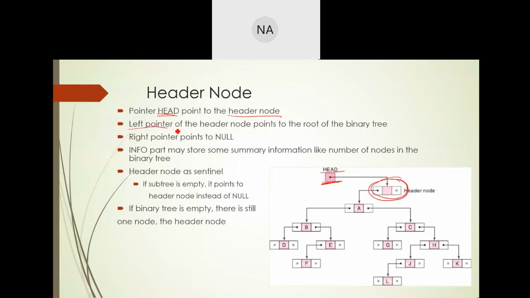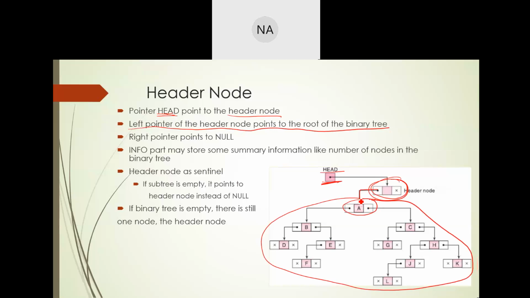The left pointer of the header node points to the root node of the binary tree. This is the binary tree, and this is the root node of the binary tree. So the left pointer of the header node points to the root node, and the right pointer points to null. It does not point to anything, right?